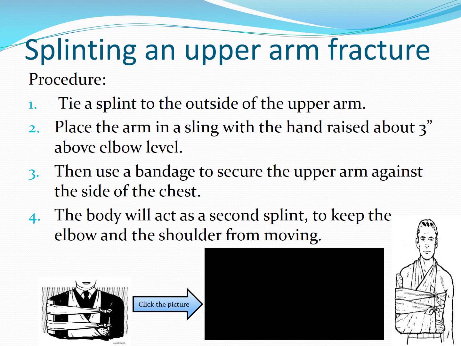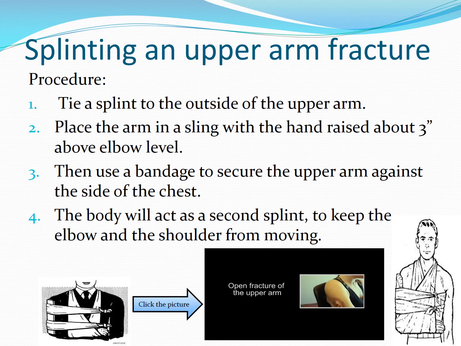Then use a bandage to secure the upper arm against the side of the chest. The body will act as a second splint to keep the elbow and the shoulder from moving. The practical application can be seen by clicking the picture.